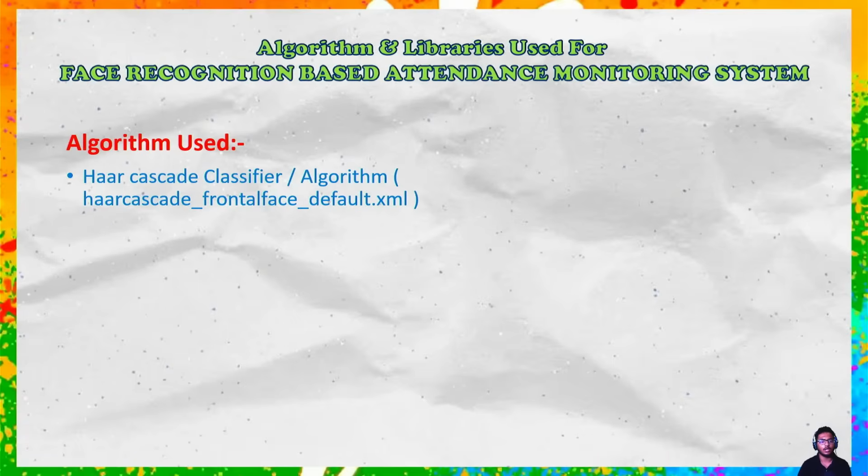Here, what I have said is that there are many Haar cascade files for various purposes, and in this project, I have used haarcascade_frontalface_default.xml for this particular project. Now let's move to the next slide.